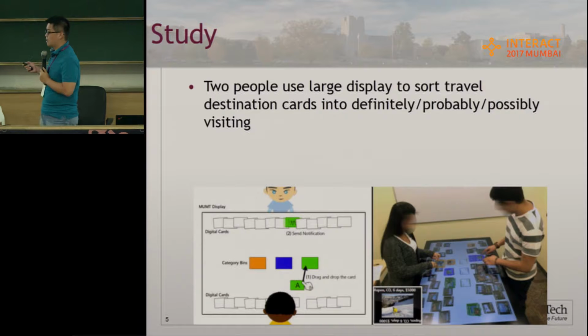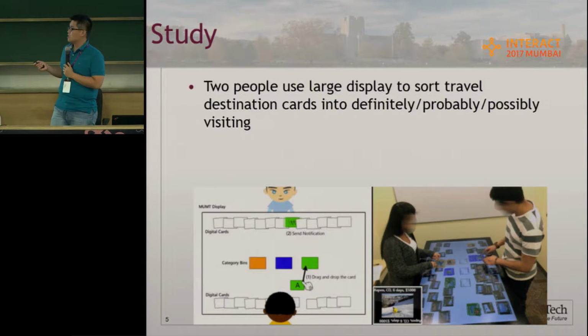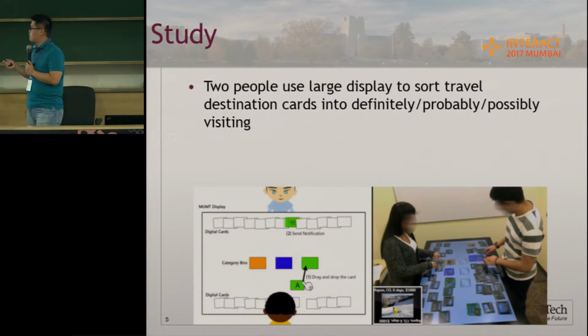To probe that, we conducted a study where two people use large displays to sort travel destination cards into definitely, probably, and possibly visiting places.